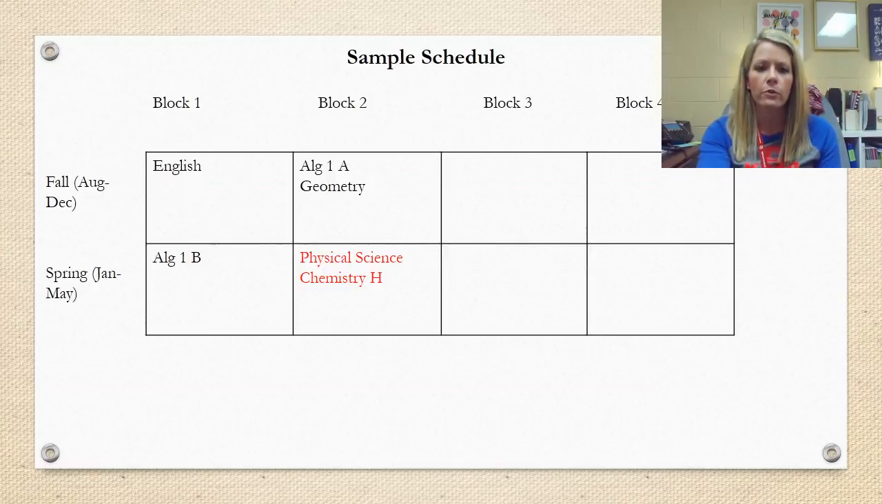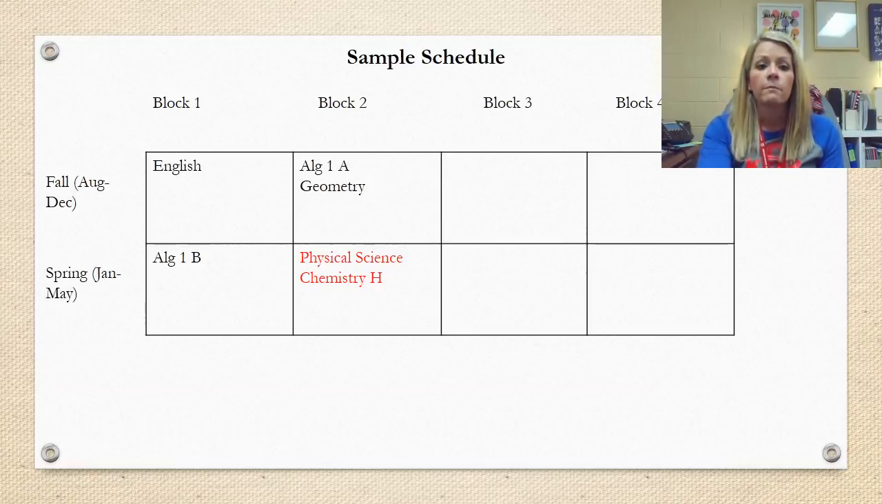So what we're going to do is, if you look at your sample schedule, you need to fill in physical science or chemistry honors, whichever one you think that you're going to be in. They only take up 1 block. Just so you know, this is a sample, but some people might have physical science in the fall, some might have it in the spring. It could be different blocks. It just kind of depends on our master schedule.